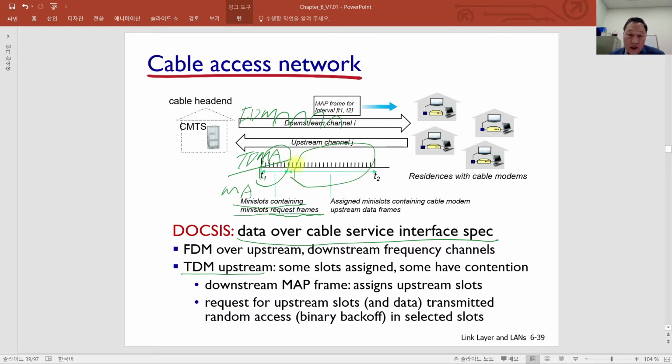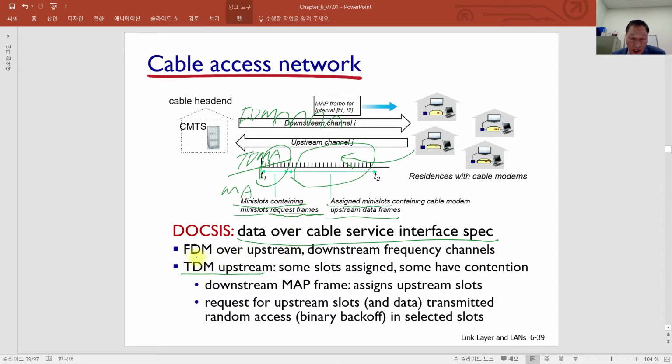If there is any collision, that is inferred later, if these mini slots are not assigned, then it is assumed that there is some contention and collision, and later it requests again. And if one household gets the approval, then the assigned mini slots, containing cable modem upstream data frames from this house, are sent using this upstream channel.